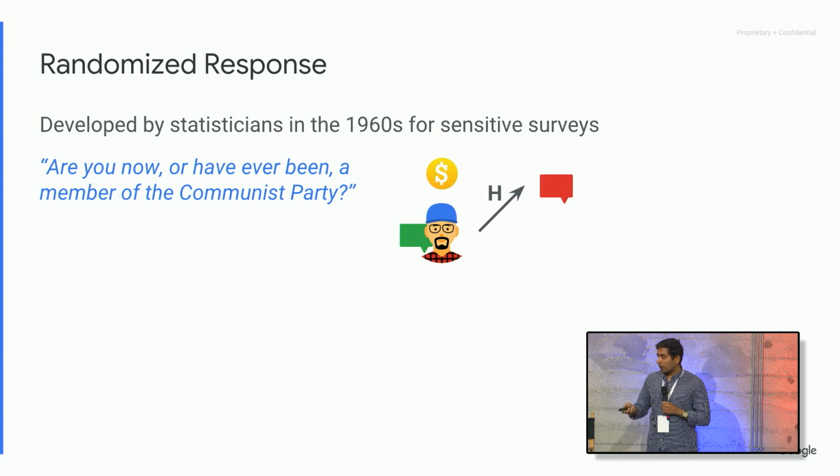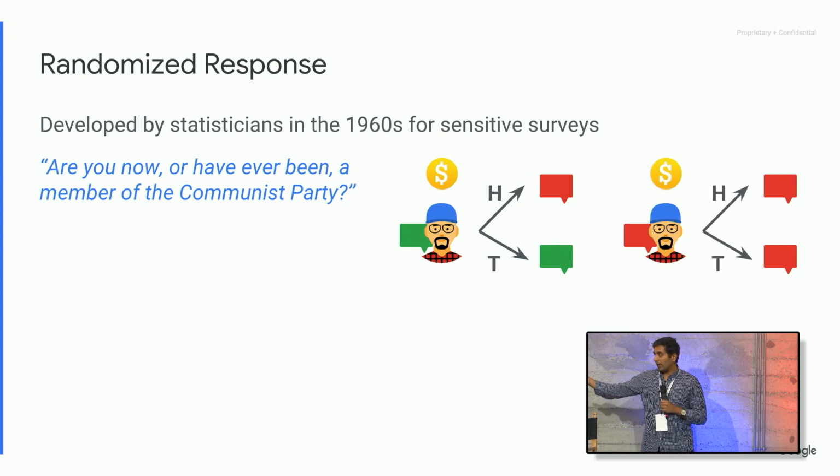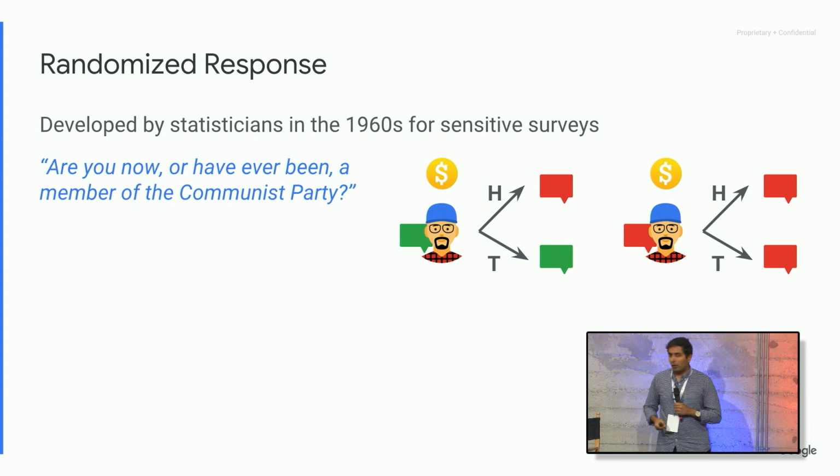They toss a coin, and if the coin lands heads, then they always say yes, independent of what their true value is. They say, yes, I'm a member of the Communist Party. If it lands tails, then they give the true value. So this is how they behave. If it lands heads, you always say yes. If it lands tails, you say the true answer. Okay, now is this useful?